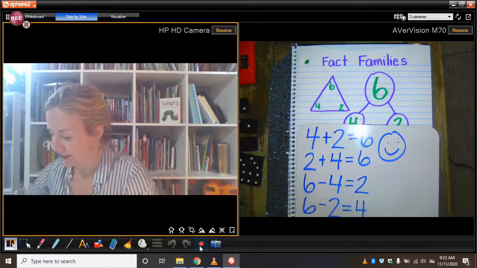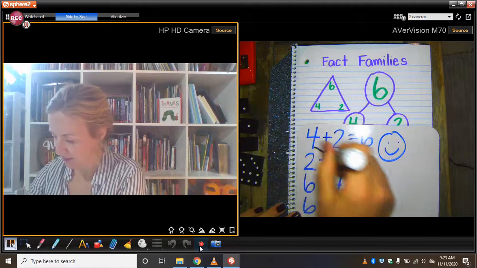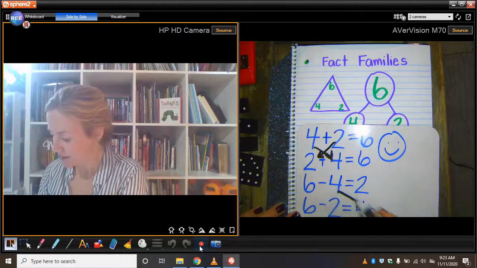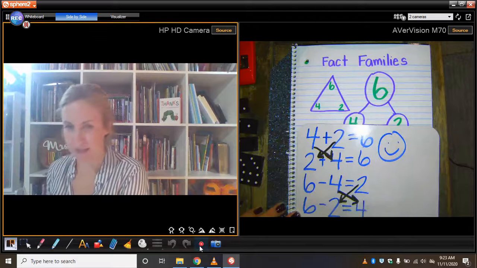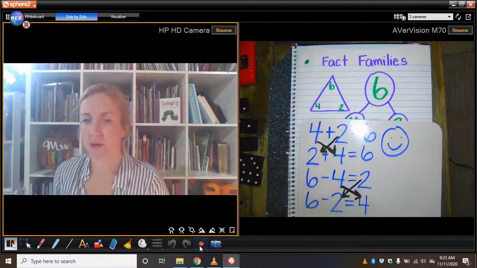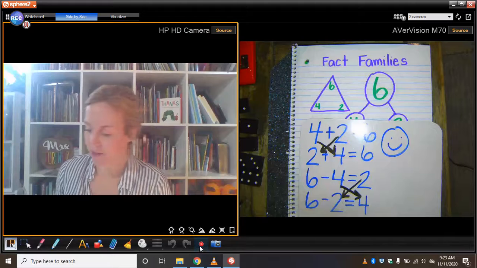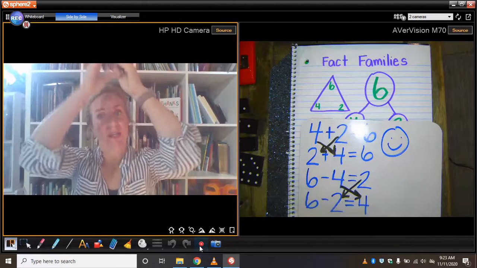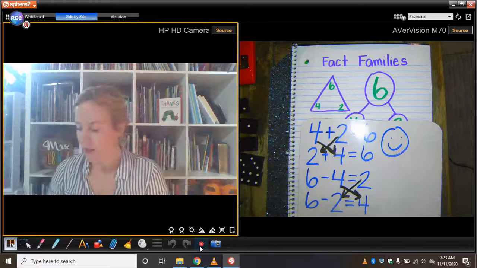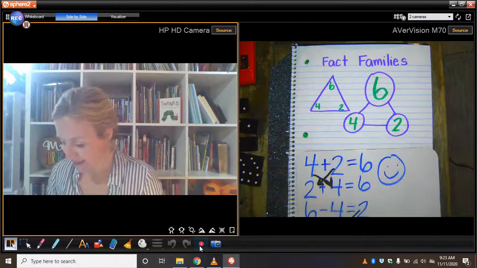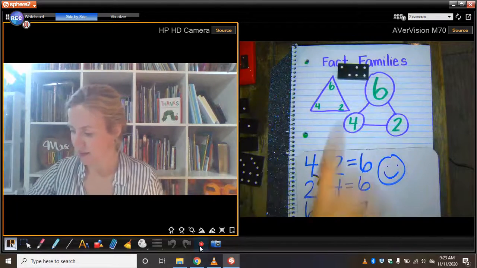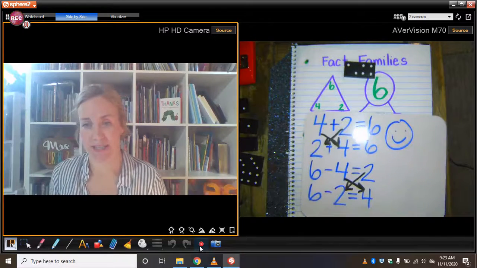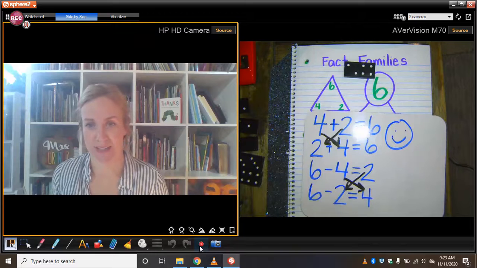If you look carefully, my parts can flip-flop in addition. My parts can flip-flop in subtraction. My whole number doesn't flip. My addition goes part, whole, and my subtraction starts with the whole number. So with a fact family, I take those three things, the part, the part, and the whole, and I can make 2 addition sentences and 2 subtraction sentences.